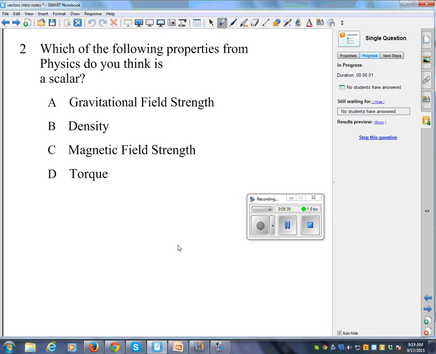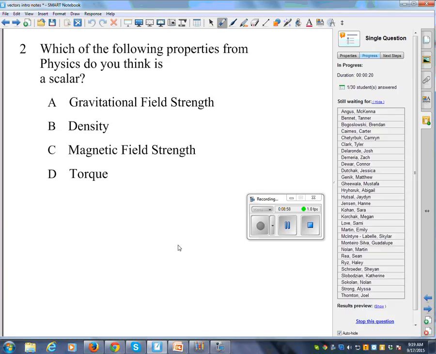This one might be a little bit harder, but I've given you a clue already today if you were listening carefully. I can't say that I did it on purpose, but I did it accidentally. Which of these do you think is a scalar? What's the definition of a scalar? No direction.